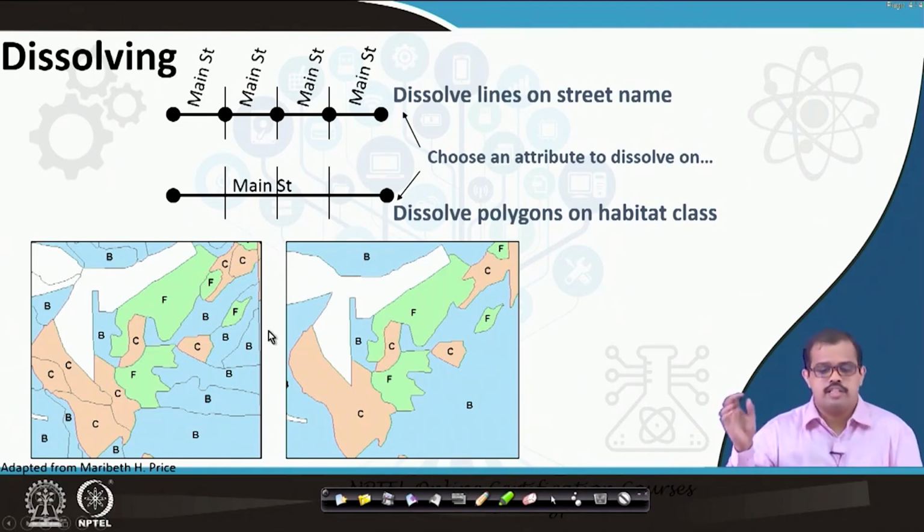Using dissolve you can put this into a single line, and if there are many intersections like this and you want to represent a main street, just using a dissolve can put it into a single line segment with only two ends, the head and the tail, representing the entire main street. So this is how a dissolve tool can be used, and if someone is using ArcGIS, I am sure he or she would have used this tool extensively.